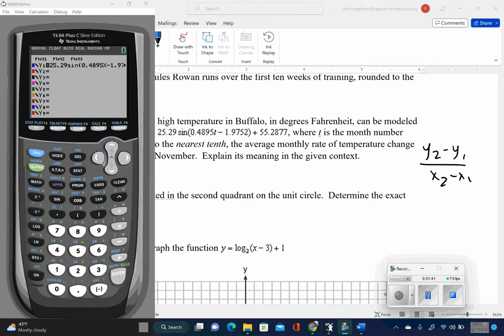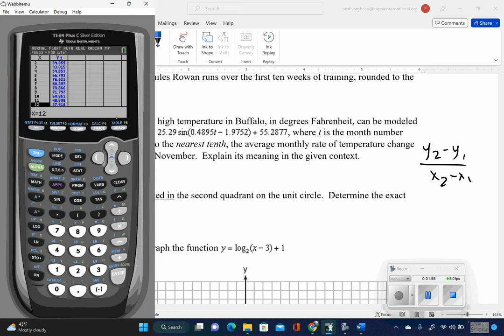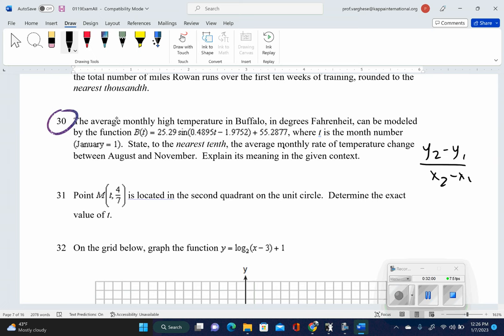All right, so once I typed in the whole function, by the way, sine is right here, S-I-N, as long as you type in the numbers correctly, I don't care what the graph looks like. I'm going to go to second graph. And I'm looking for the average monthly rate of temperature change between August and November. T is the month number. January is 1, August is the 8th month, and November is the 11th month, okay? So I'm looking for what's across from 8 and what's across from 11.